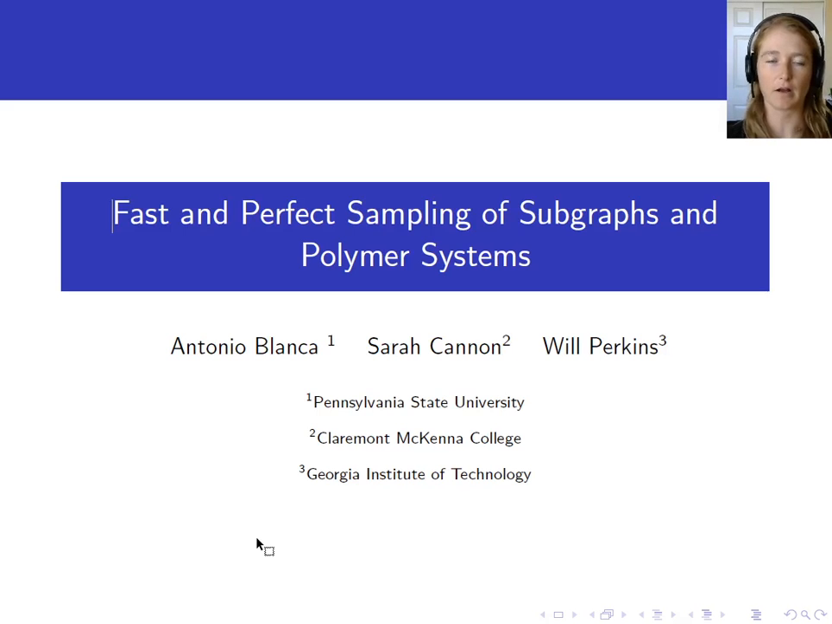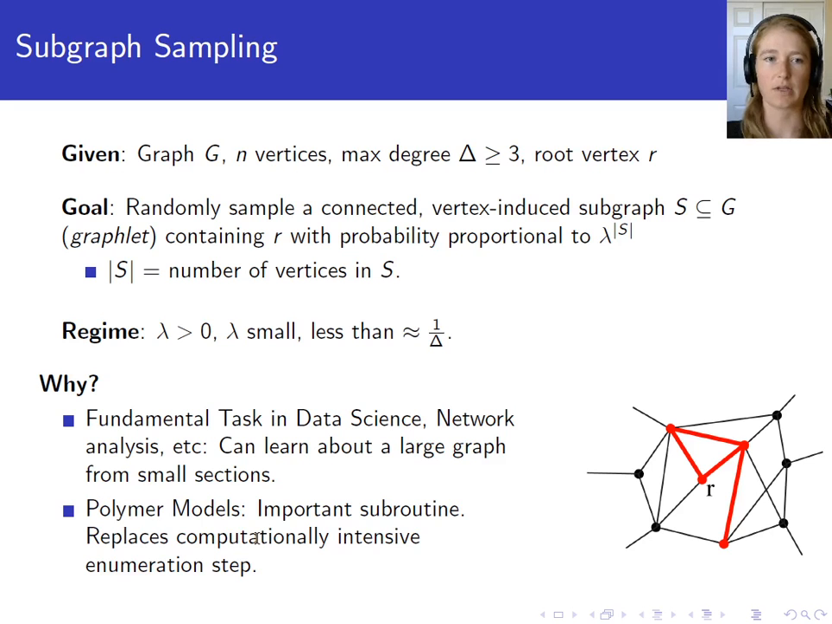I'm from Claremont McKenna College, and today I'm going to be telling you about fast and perfect sampling of subgraphs and polymer systems, which is joint work with Antonio Blanca at Penn State and Will Perkins at Georgia Tech. So just to start, let me tell you about the problem we're interested in.